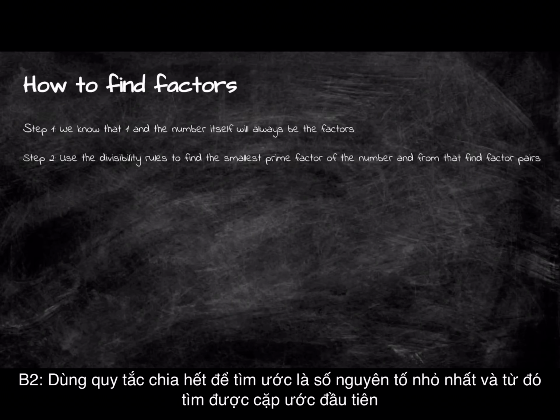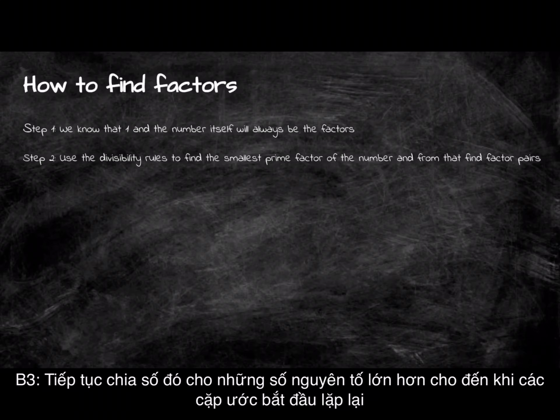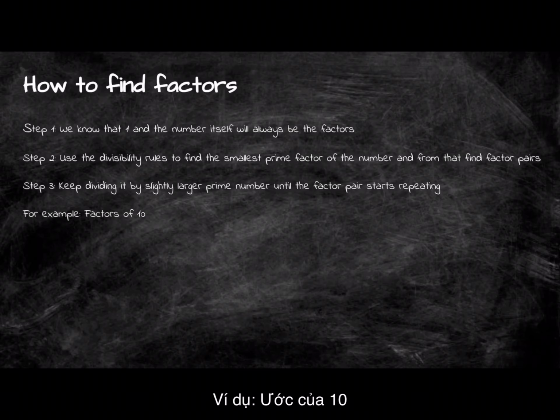Use the divisibility rules to find the smallest prime factor of the number, and from that find factor pairs. Step 3. Keep dividing it by slightly larger prime numbers until the factor pair starts repeating. For example, factors of 10.